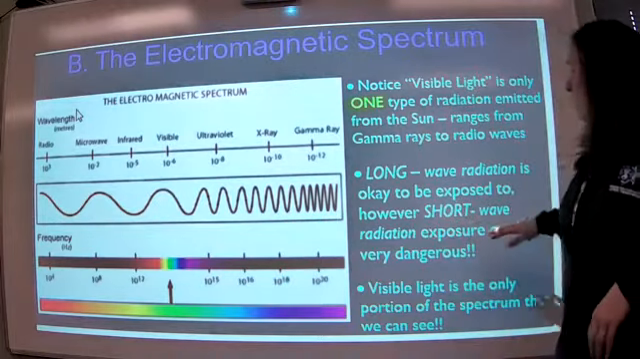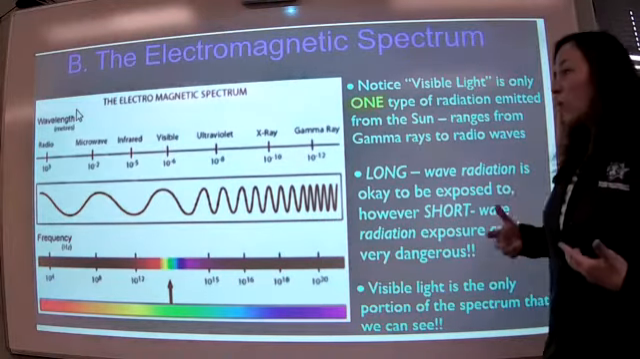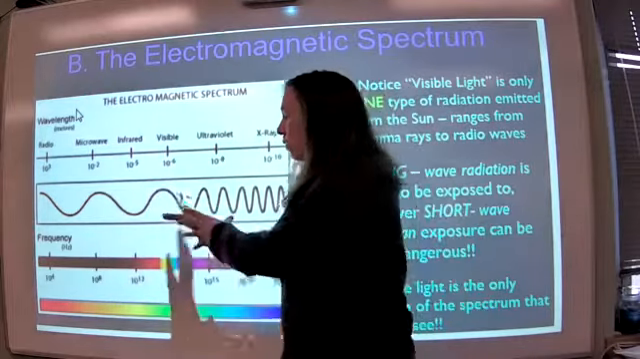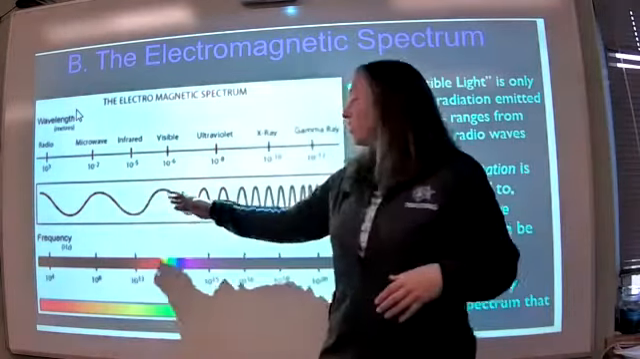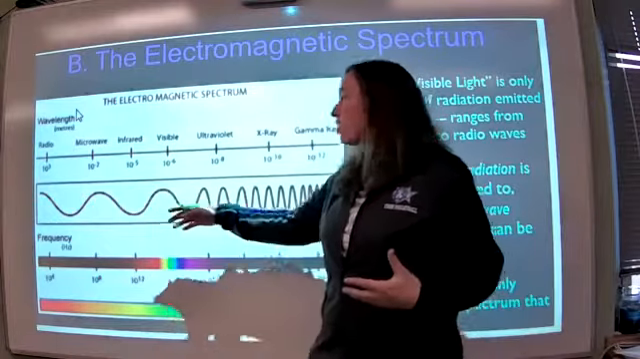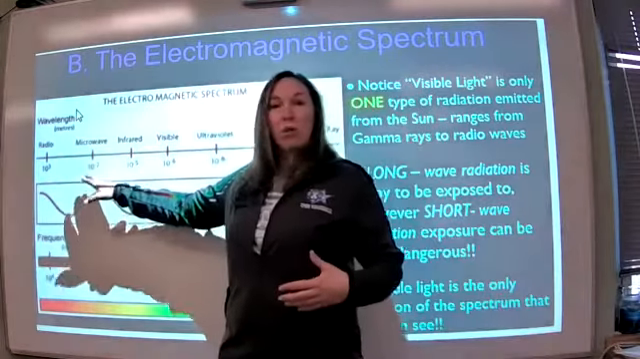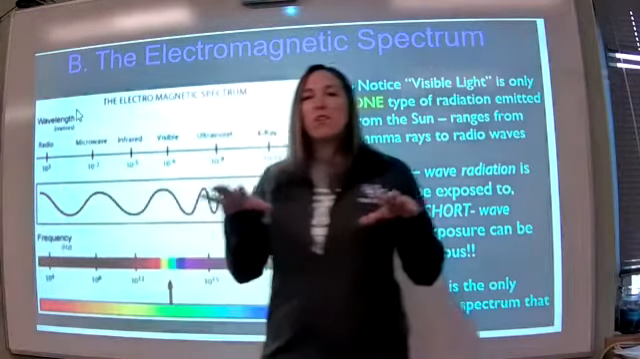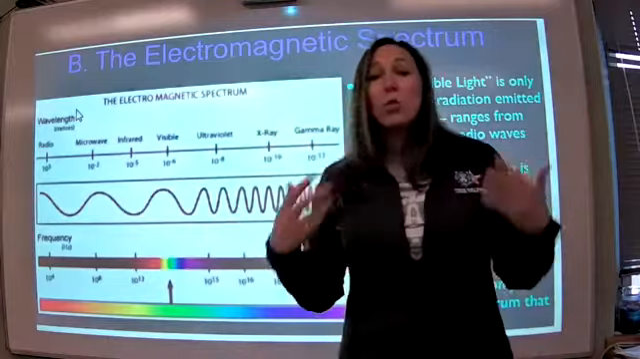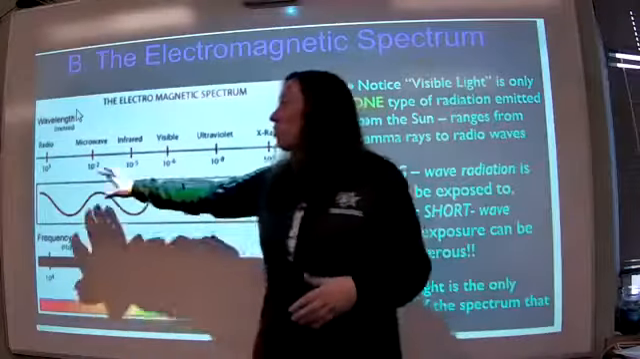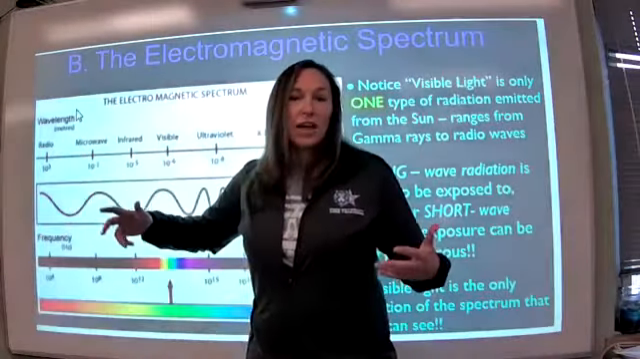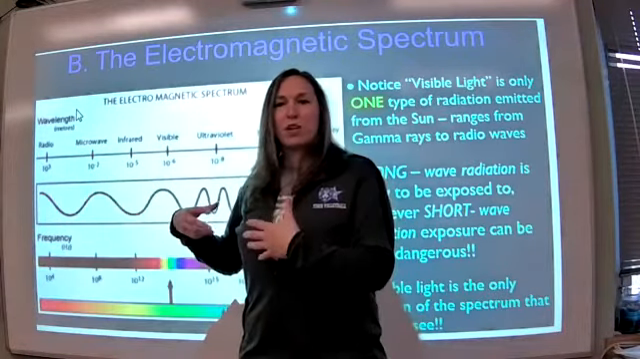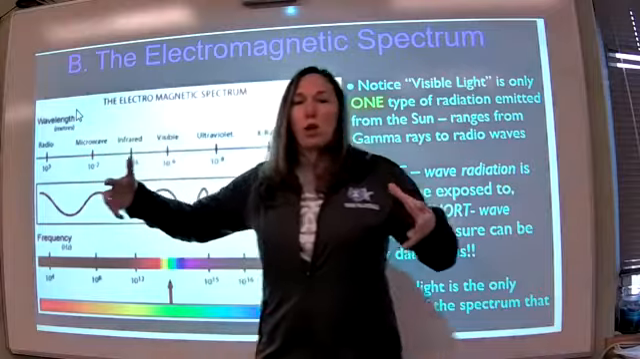For instance, long wave radiation is okay to be exposed to. That long wave radiation means that we have longer wavelengths. Look at that wavelength stretching out over here. Those have lower energy levels. So radio waves, microwaves, infrared, which is just heat, all of these have lower energy levels. So it's okay to be exposed to them. If you go stand next to a microwave and a radio, you're not going to get cancer. Nothing's going to happen to you because the wavelengths won't interfere with the cells in our body. The wavelengths are too long.